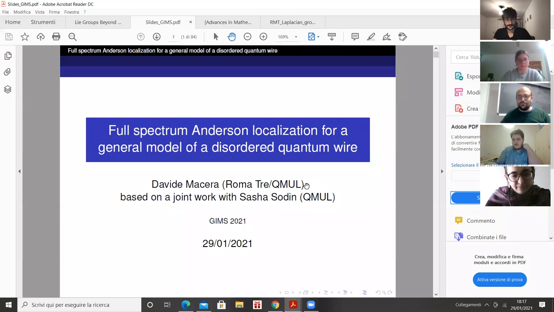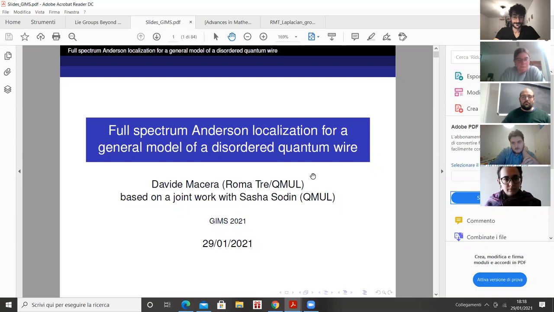So this talk will be about a problem I'm working on with my main advisor and Sasha Sodin from Queen Mary University of London. Before talking specifically about this problem, I would like to give a general introduction about the mathematical framework of quantum mechanics, and so basically of the theory of self-adjoint operators, then explain what Anderson localization is. Therefore I will talk a little bit about it. My internet connection isn't stable. Okay, let's cross fingers, and then go specifically to the problem we are studying.